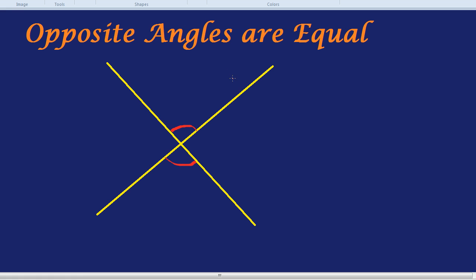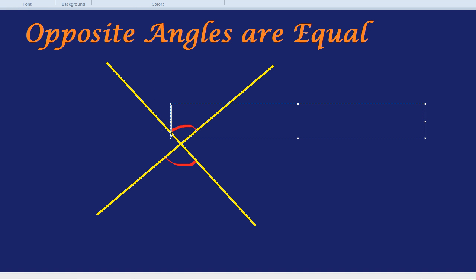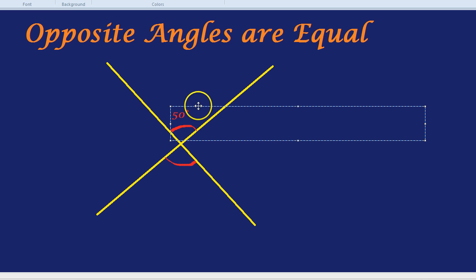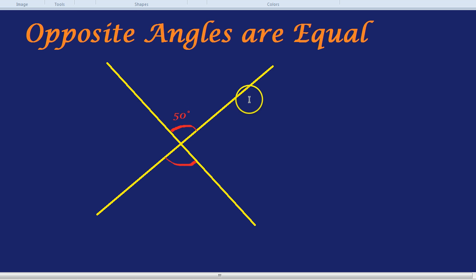Rather than just learn another rule about angles, let's quickly see why they are equal. Let's take this angle as being 50 degrees. It could be anything. We're going to prove that the two angles in red are both 50 and will always be the same.